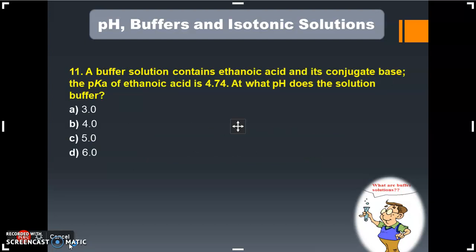Question number 11. A buffer solution contains ethanoic acid and its conjugate base. The pK of ethanoic acid is 4.74. At what pH will the solution form a buffer? Option A is 3, B is 4, C is 5 and D is 6. So the answer is 5, which is the correct one.